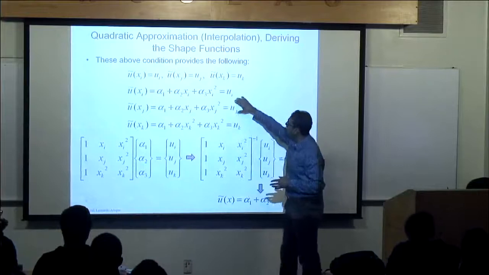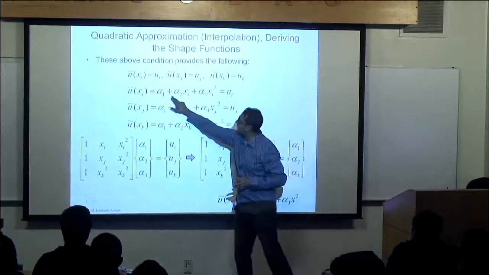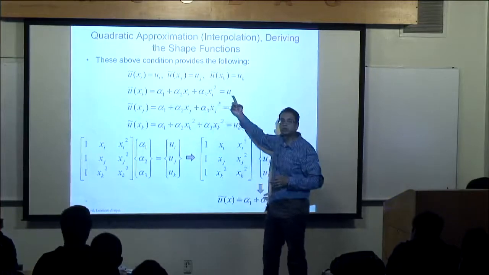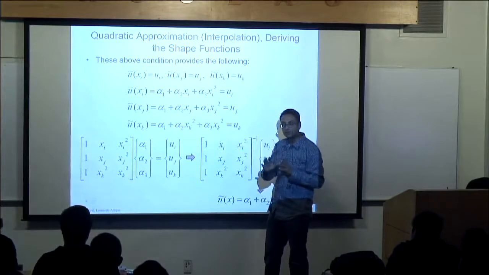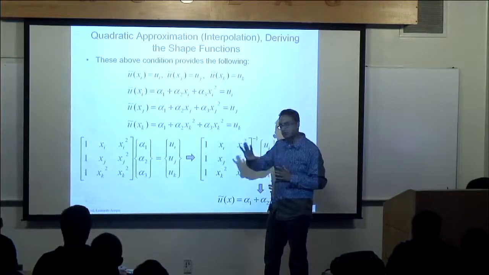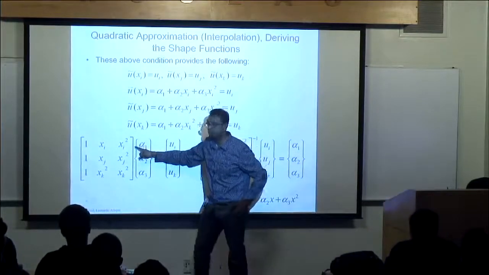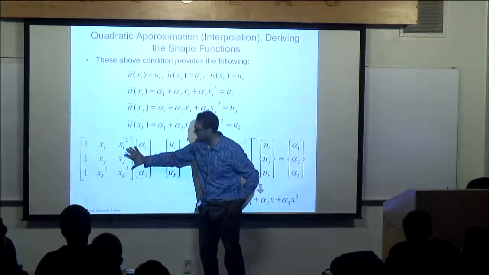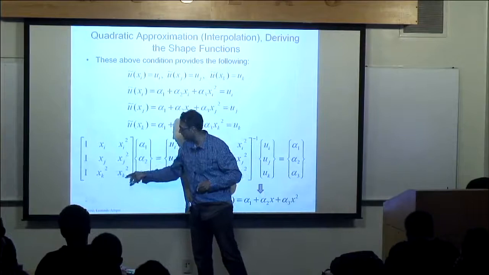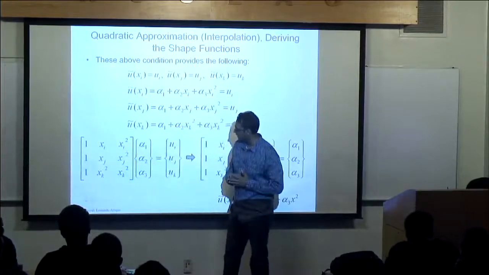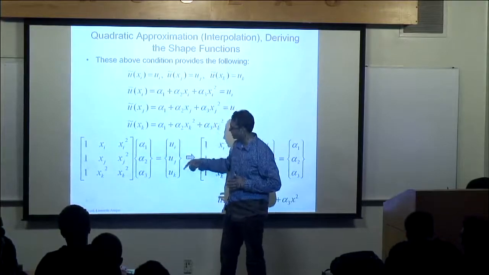And so by equating this to that, what I need to do now is find alpha 1, alpha 2, and alpha 3 in terms of ui, uj, and uk. That's my goal. And if I can do that, I'm getting closer to where I need to go. So if I put this in matrix format, this is how it looks. And this is a matrix of numbers, by the way. These are all known quantities. If I know the element location, I know xi, xj, xk. I know all this. And so I want to write alpha 1, alpha 2, and alpha 3 in terms of ui, uj, uk. That's my goal.